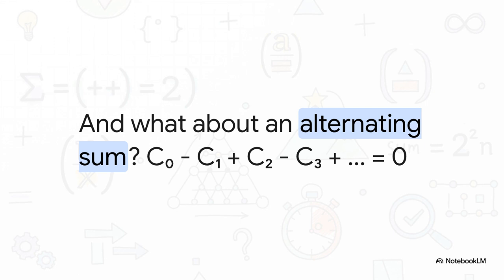Okay, how about another one? What if we alternate the signs? So we add the first one, subtract the second, add the third, minus the fourth, and so on. Incredibly, the result is always 0. It's just another one of those beautiful little shortcuts hidden right inside the theorem.